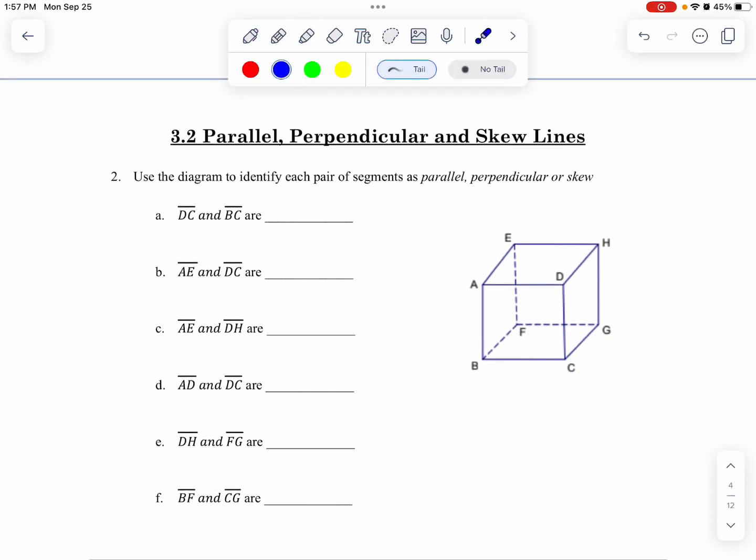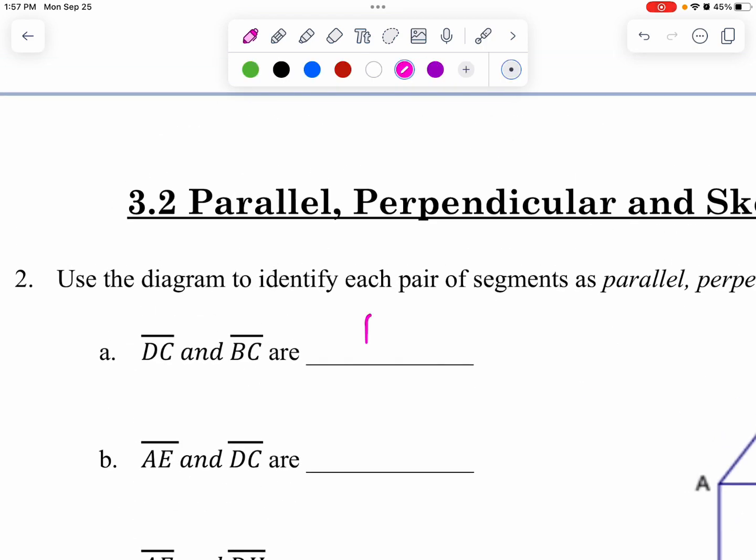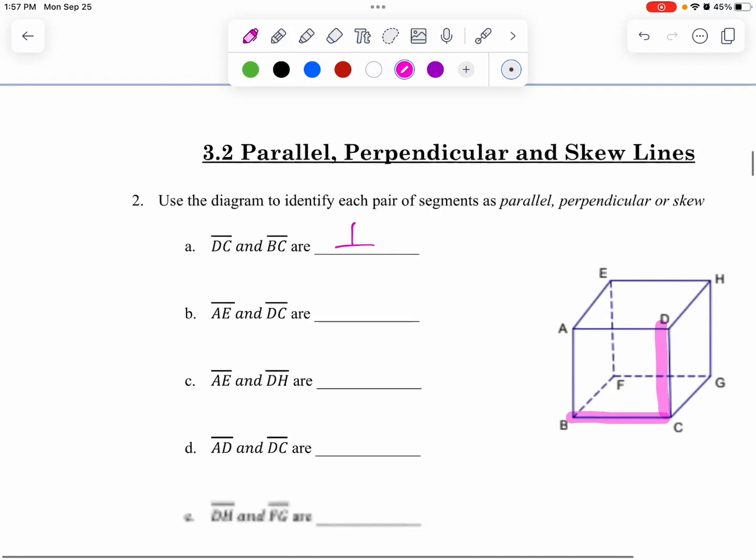Okay, let's try a couple more. Here's like our classroom 3D image. And I'm going to try and use my highlighters here so that we can see what each question's talking about. DC and BC. Here's DC and here's BC. Looks like they intersect right here at a corner, and I know that corners are 90-degree angles in our classroom, so I'm going to put perpendicular for that.